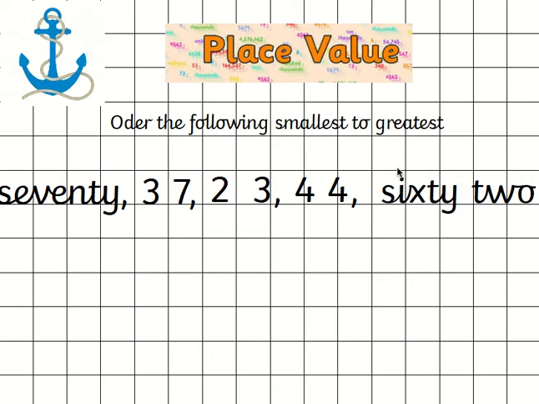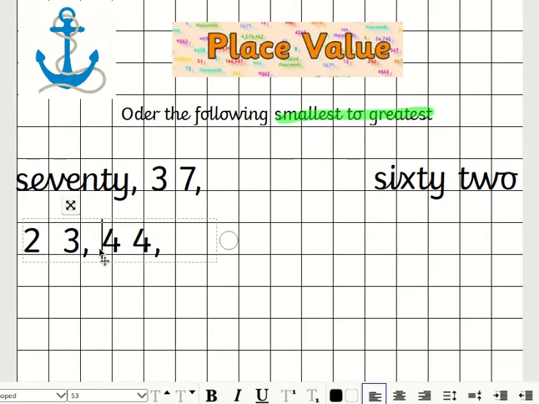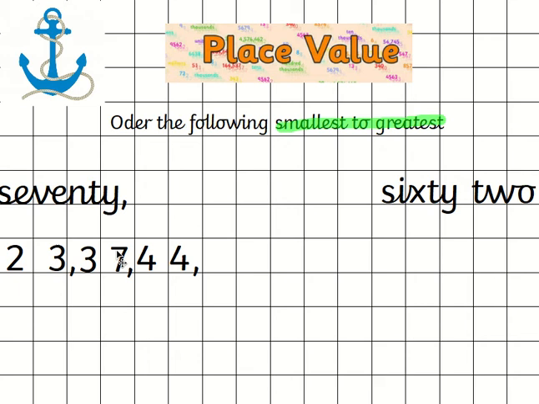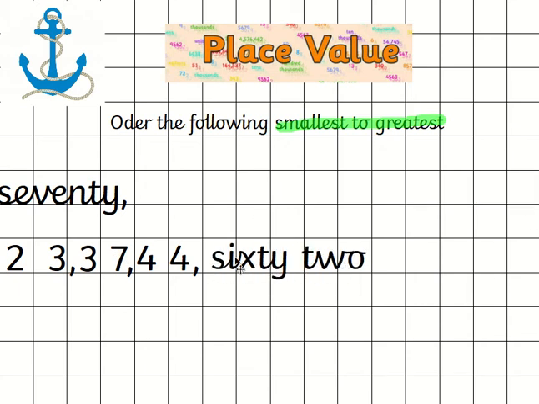Okay, order the following from smallest to greatest, and remembering that our keywords here are smallest to greatest, so I need to find the smallest number. So I've got 70, 37, 23, 44, 62. I know that 23 is going to be my smallest number, okay? And I then know that 37 will squeeze in there to give me my gap. And then finally 62 and 70, which I know a lot of you would have been able to do, okay?